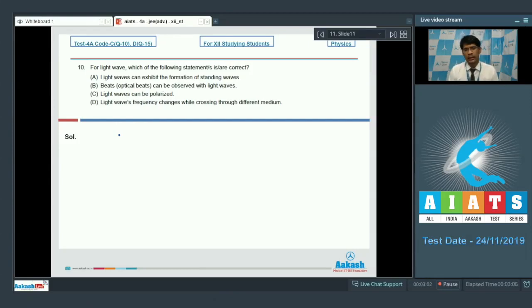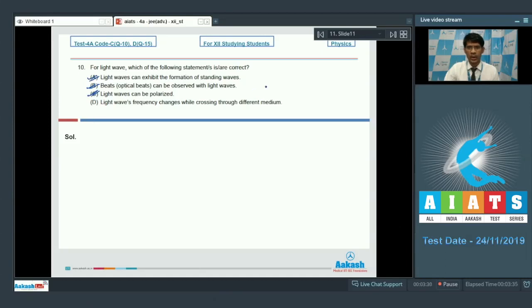What we know exactly is that light wave will show all characteristic features of a transverse wave. Simply, that is the factual answer here. So that means light wave will exhibit the formation of standing waves, similarly like the other waves can show. Beats can be observed with light waves, and light waves can be polarized. So options A, B, C are the correct answers for question number 10.